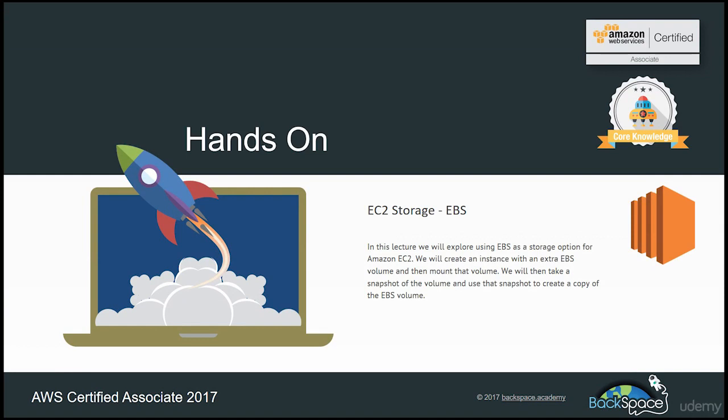In this lecture, we'll explore using EBS or Elastic Block Storage as a storage option for Amazon EC2. We'll create an instance which will have an extra EBS volume attached to it, and then we're going to go into the Linux operating system and mount that volume. We'll then take a snapshot of that volume and use that snapshot to create a copy of that EBS volume.